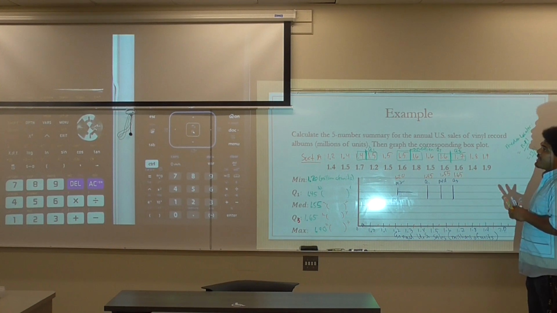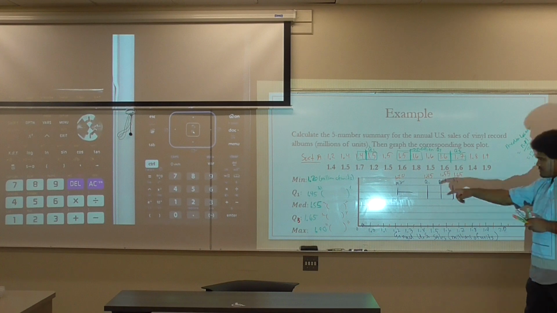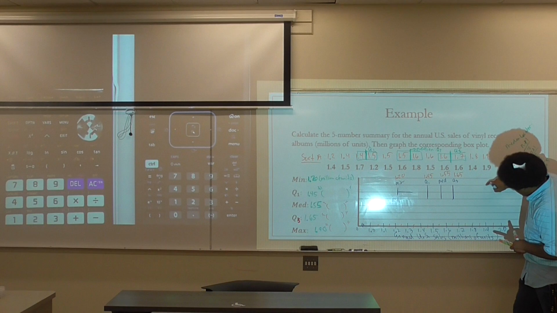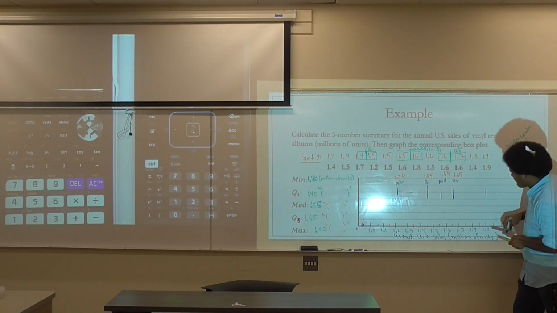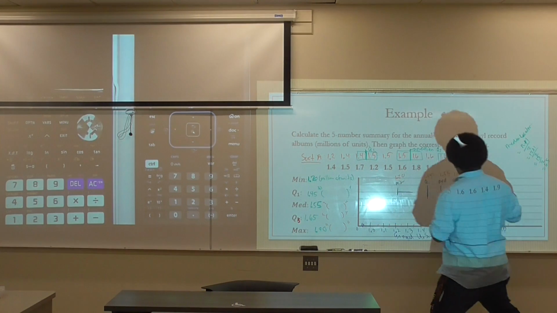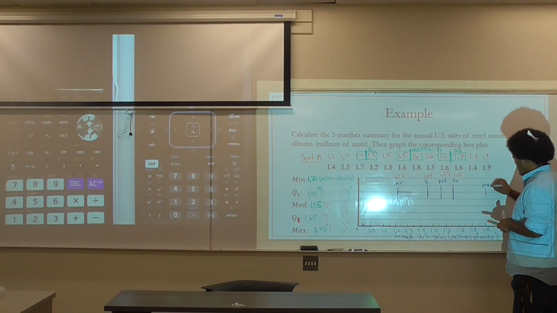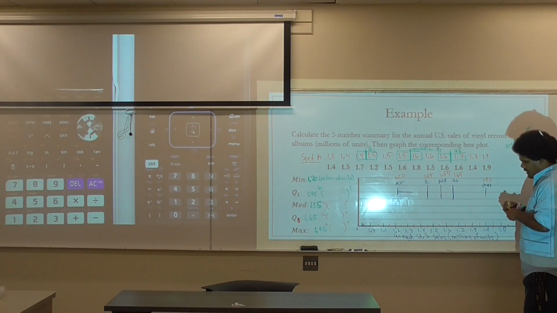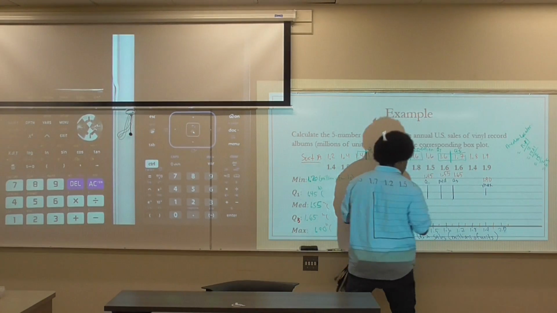Goes right there. And then the last one is supposed to be the max, which is at 1.9. 1.9 is right here. So I'm going to get the distribution right here, and that's for max. Pretty much we're going to get the 1.9. And all we're going to do is connect them.